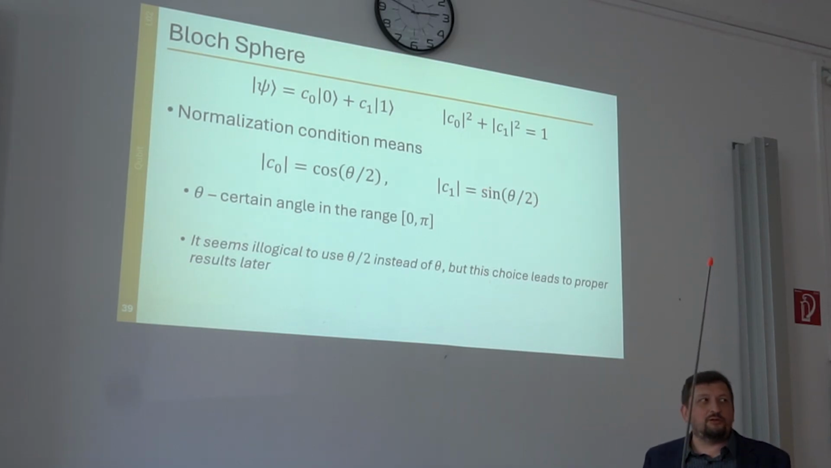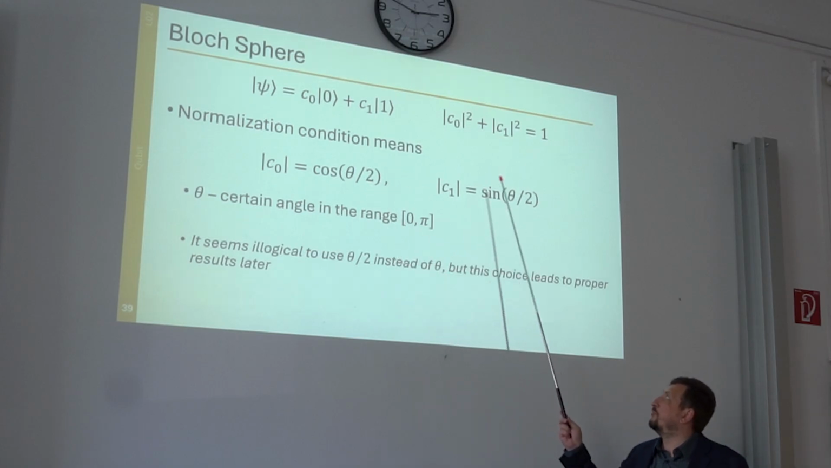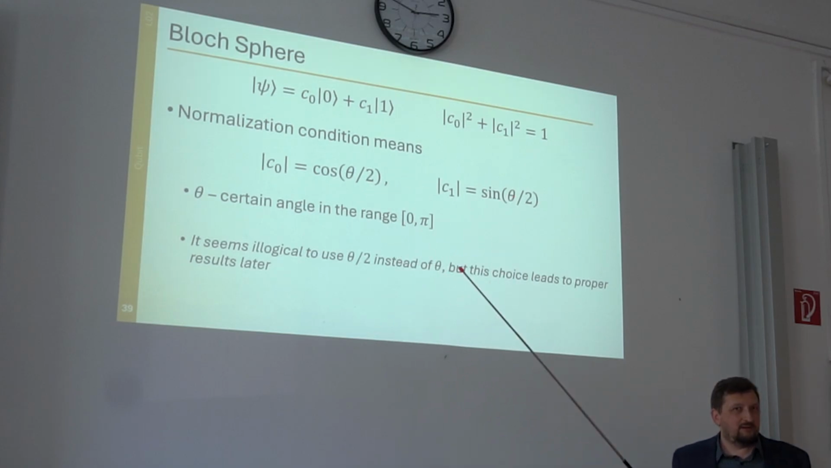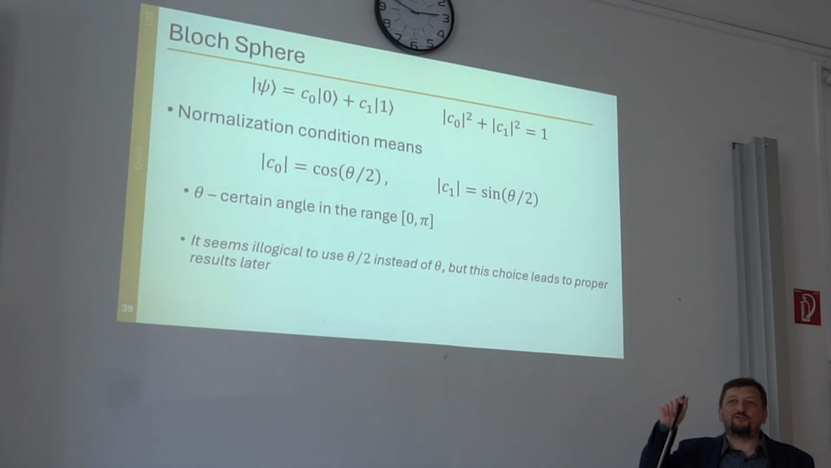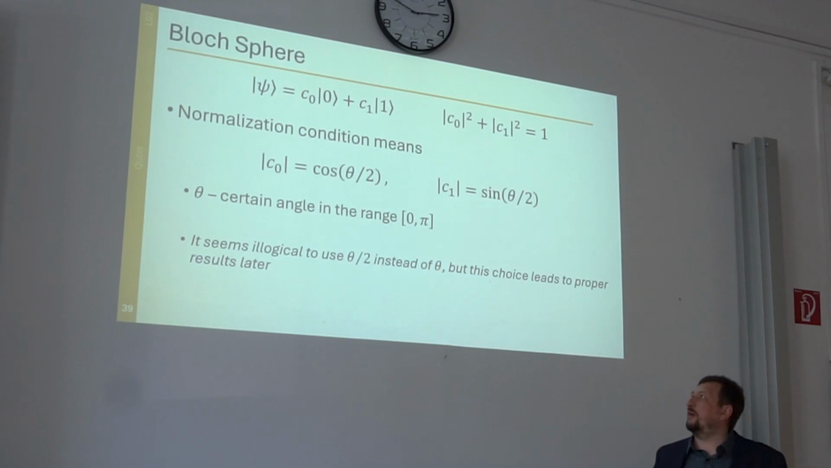Now it seems illogical to use theta over 2 instead of theta. It seems illogical at this step, but let's do it like that, because this will lead to correct results later. People probably first tried to write theta, and then it turned out to be correct with theta over 2.